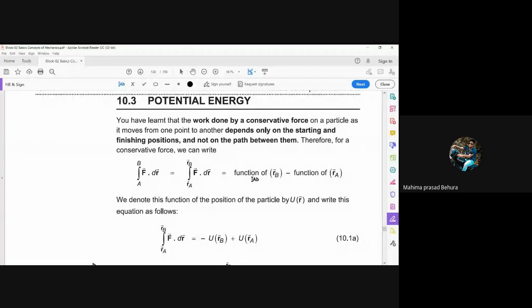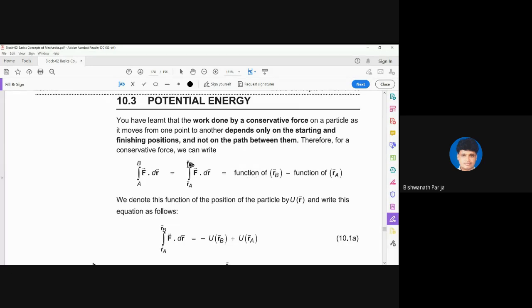Another topic is potential energy. Everybody knows that potential energy depends upon the configuration and position of the object or body. That measures the potential energy. If your body configuration changes, say you are standing and then you sit, your potential energy will change. So potential energy depends upon your configuration and your position.